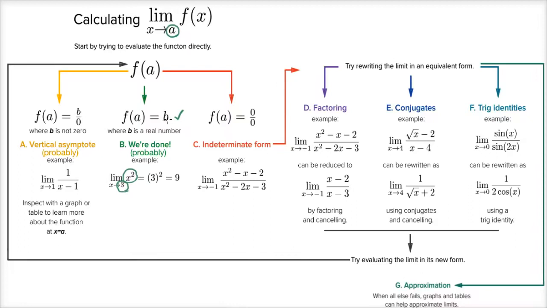But now let's think about the other scenarios. What happens if you evaluate it and you get some number divided by 0? Well, in that case, you are probably dealing with a vertical asymptote. And what do we mean by vertical asymptote? Well, look at this example right over here, where you're just saying the limit as x approaches 1 of 1 over x minus 1. If you just try to evaluate this expression at x equals 1, you would get 1 over 1 minus 1, which is equal to 1 over 0, which says, okay, I'm falling into this vertical asymptote case.